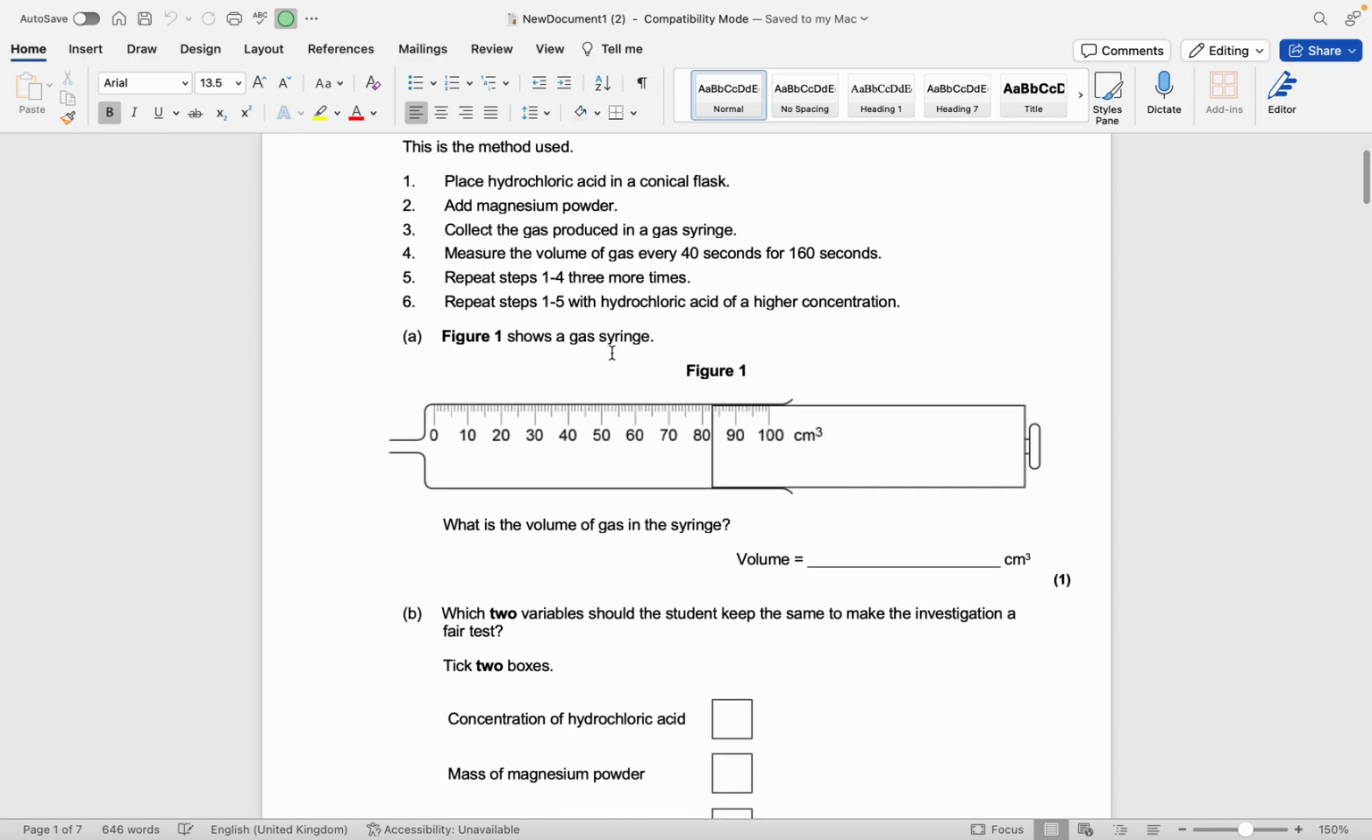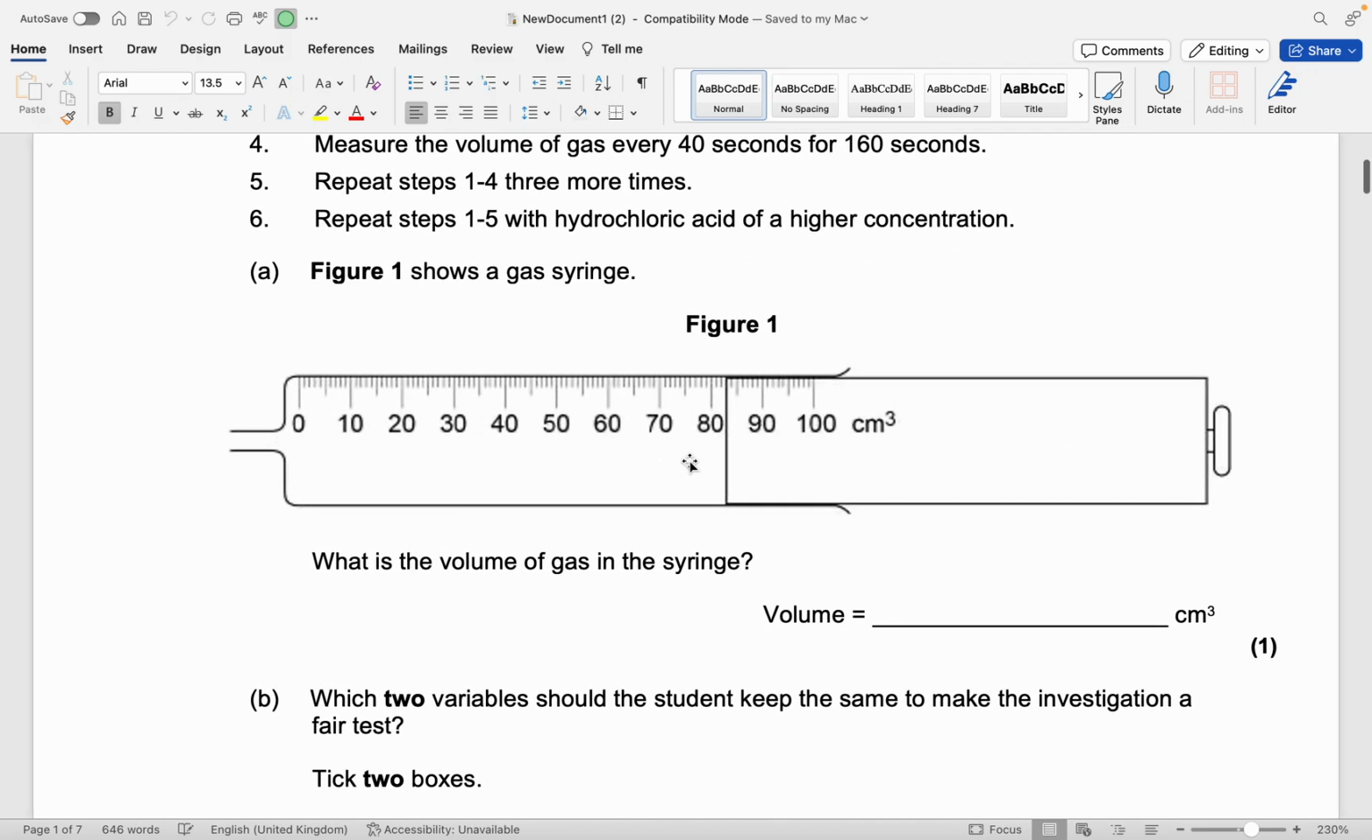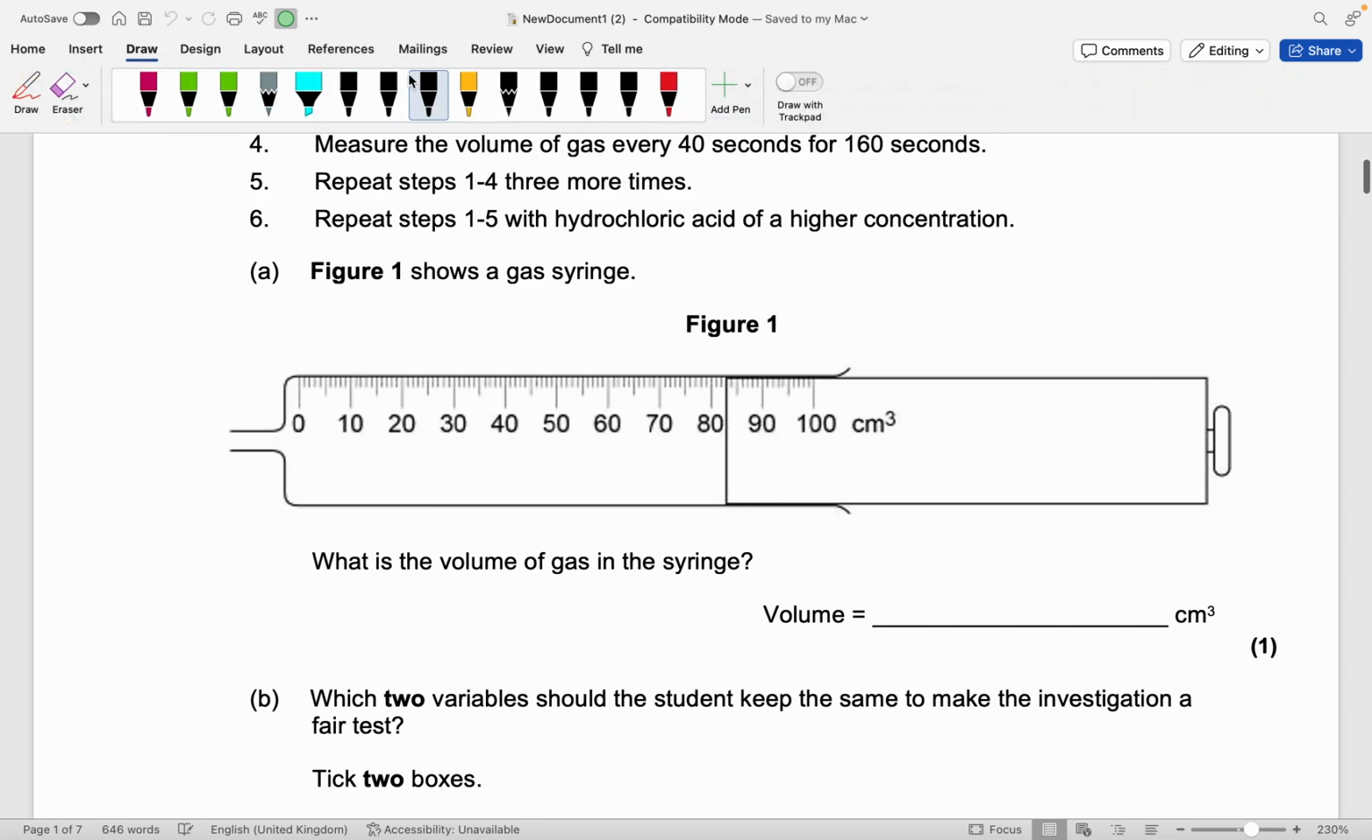Figure 1 shows a gas syringe. What is the volume of the gas in the syringe? So luckily, because I'm on a computer, I can get a little bit closer. Obviously, you can get a little bit closer to your paper on your examination date, but we can see that this, let me just get my pen out, I beg your pardon.